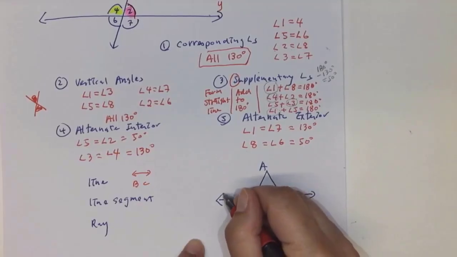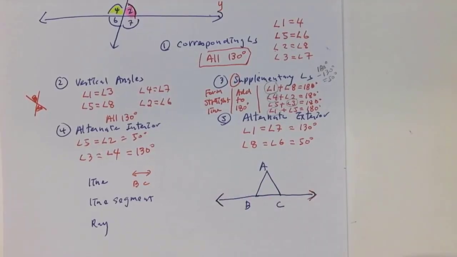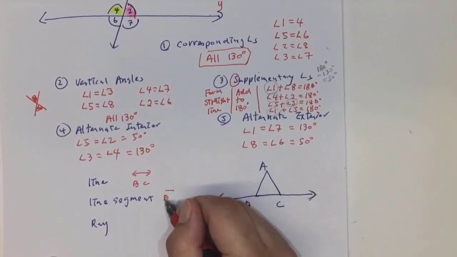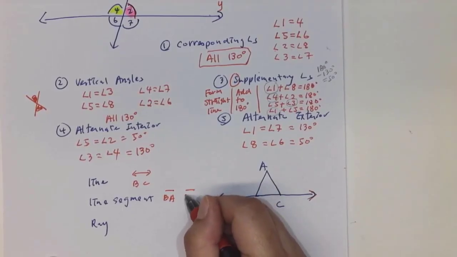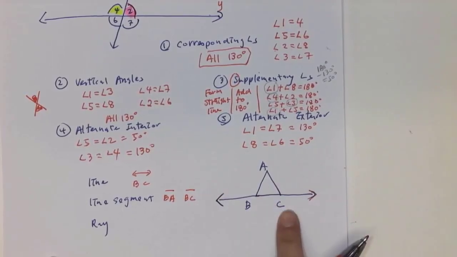Okay, how about a line segment? You have to have 2 endpoints. BA can be, can I do BC? Yeah, I just need to have the correct notation, right? BC just from the 2 endpoints, or AC would be fine.